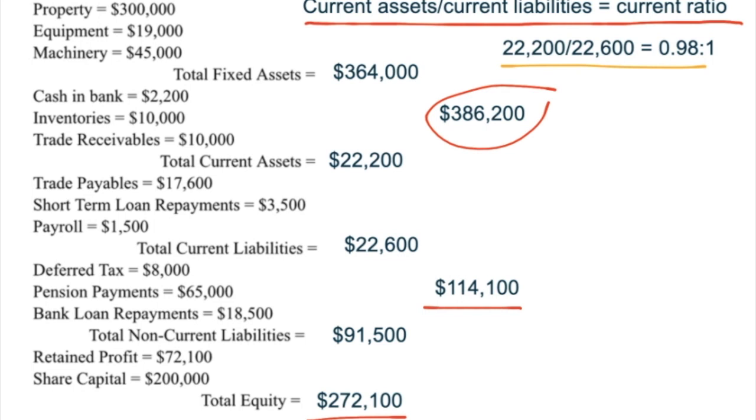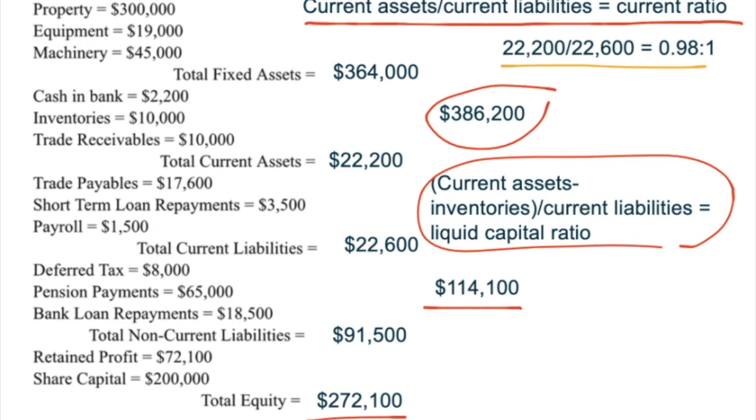I mean, this business, even with their stock, they can't pay off their liabilities. So there is absolutely zero chance that they will be able to do it without the stock. But let's think about how severe it would be if some of their stock wasn't sold. So as the formula shows, your current assets minus your inventories divided by your current liabilities, and that equals your liquid capital ratio. So again, can you pause the video and quickly have a go at calculating that?